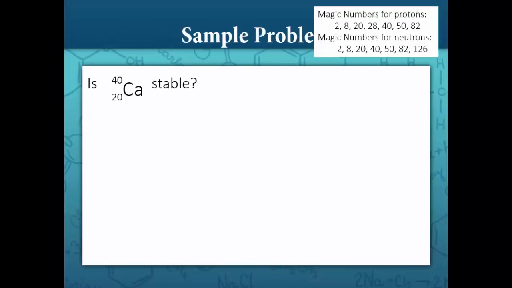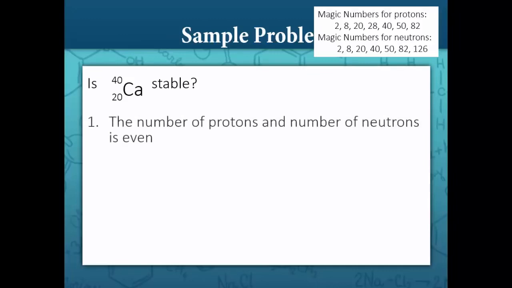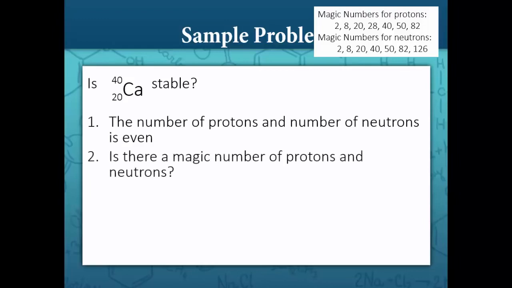Is calcium-40 stable? First, we determine if the number of protons and the number of neutrons is even, which they are. Second, we determine if there is a magic number of protons and neutrons. Calcium-40 has 20 protons, which is a magic number for protons, and 20 neutrons, which is a magic number for neutrons. So already we can see that this is a stable isotope.